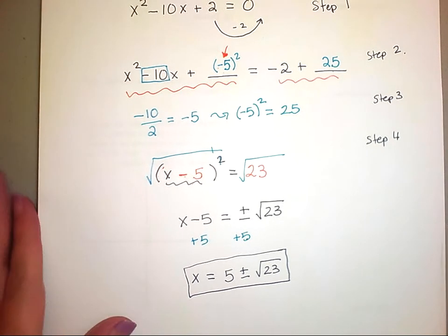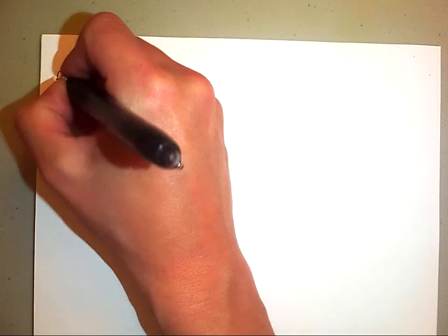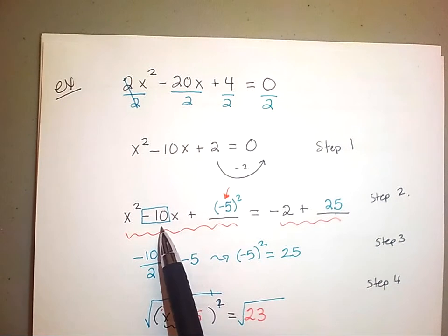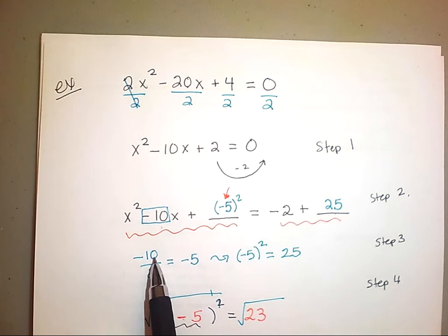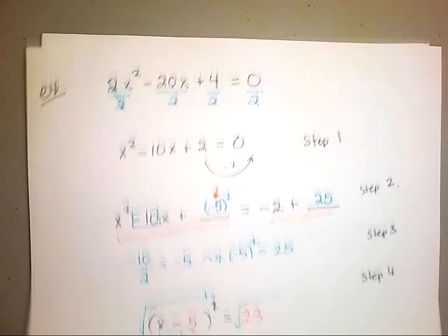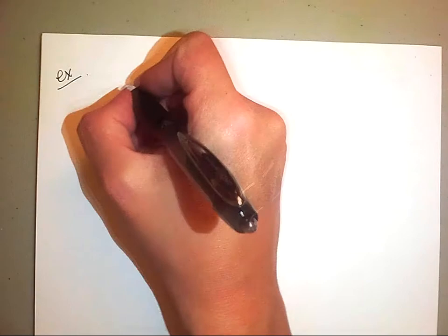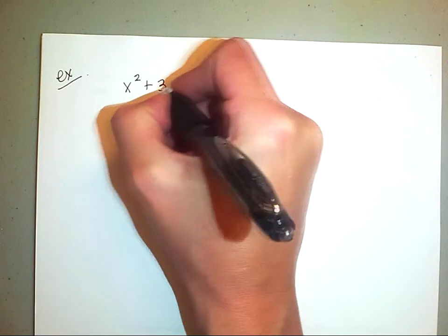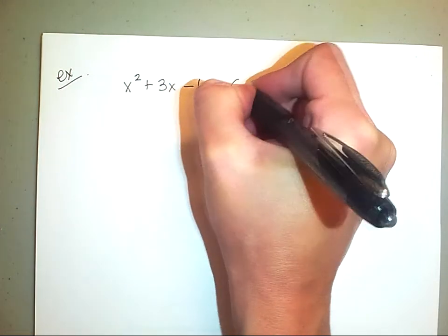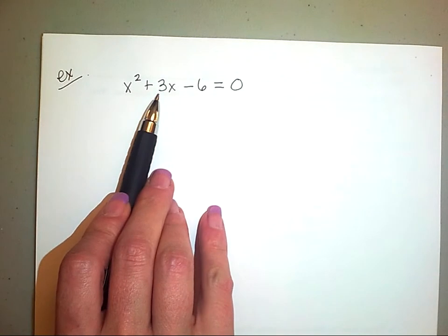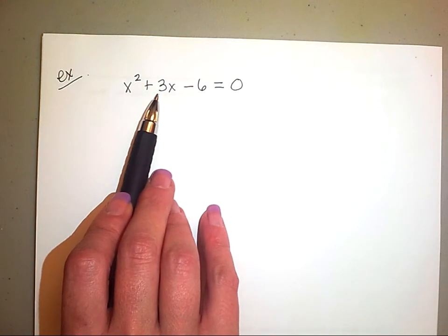Okay, let's try another one. Well, let's look at this for 1 second. Notice what was nice here is that the coefficient on x is even. So when I take negative 10 and divide by 2, we come up with a nice answer. Now, in this example, x squared plus 3x minus 6 equals 0. This is not even. That's okay. We can still do this. It's just going to take a little bit of work.